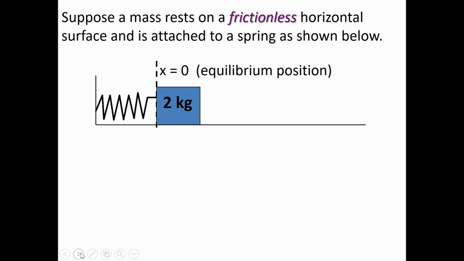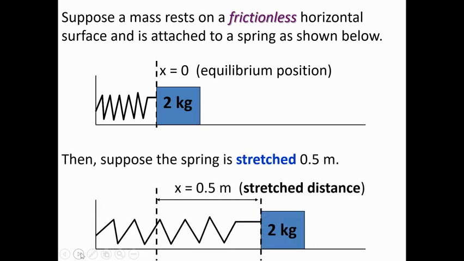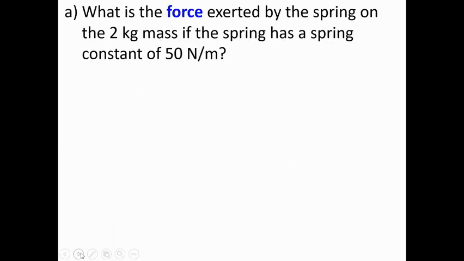Let's try one final practice problem using our new equations. Suppose a mass rests on a frictionless horizontal surface and is attached to a spring as shown in the diagram below. Then, suppose the spring is stretched 0.5 meters from its equilibrium position. What is the force exerted by the spring on the 2-kilogram mass if the spring has a spring constant of 50 newtons per meter?